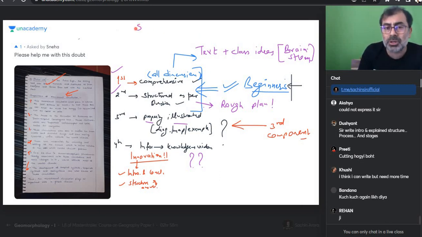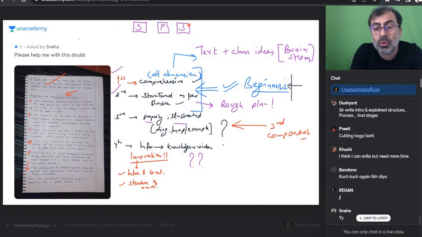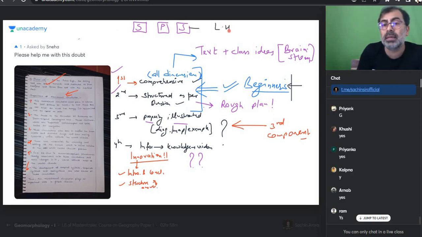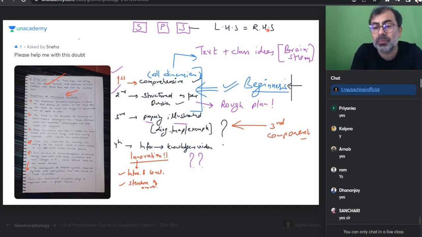यार एक बात बताइए, स्ट्रक्चर पर 2 पैरा लिख सकते हो, प्रोसेस पर लिख सकते हो, एंड स्टेज पर लिख सकते हो नहीं. If you don't know how to elaborate, and especially the problem with science background students, उनको एक ही चीज आती है, वो expand ही नहीं कर पाते. They're not able to expand in multiple dimensions. This is what you have to learn.